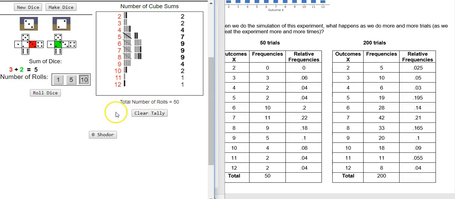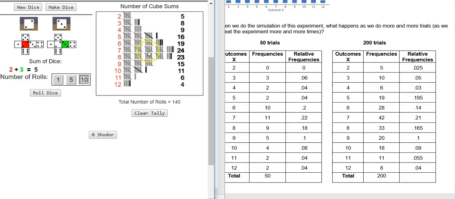And just because something is really likely doesn't always mean that that is what happens. So for instance, this time around with my 50 trials, I got the 6, 7, and 8 all happened 9 times. So this one, again, looks kind of like the probability distribution that we were expecting. And as I go up to more trials, it's looking more and more like that distribution that we were talking about.